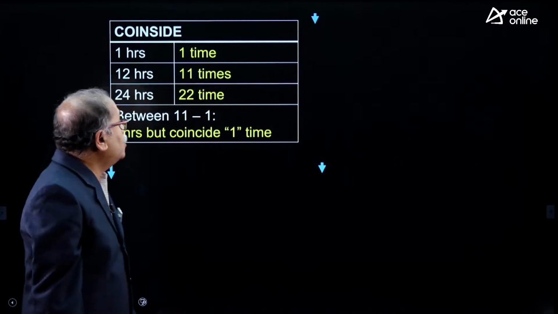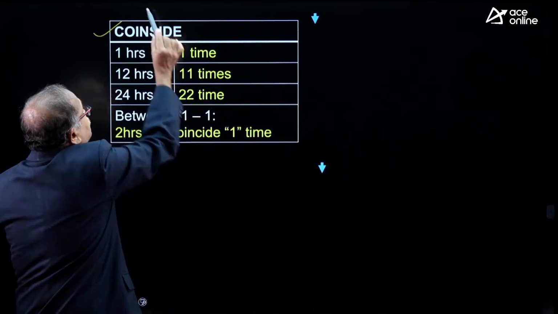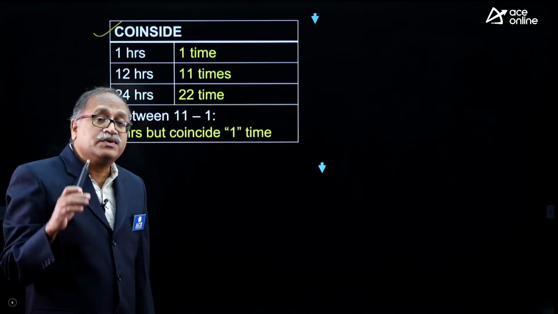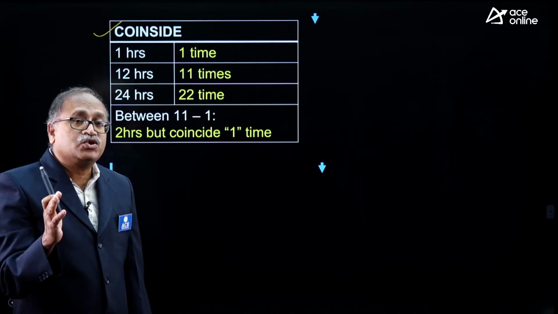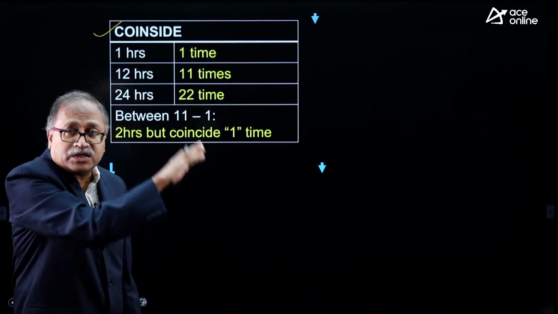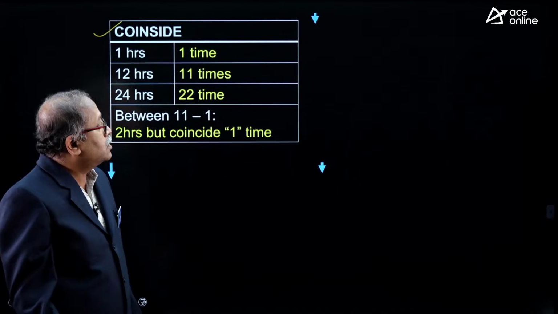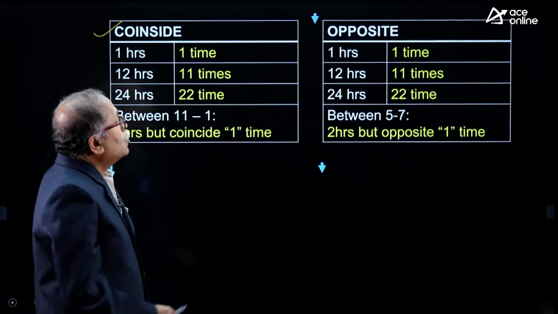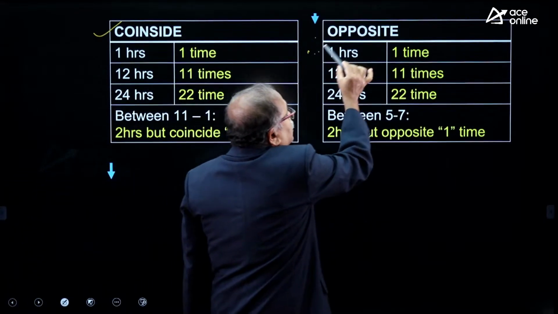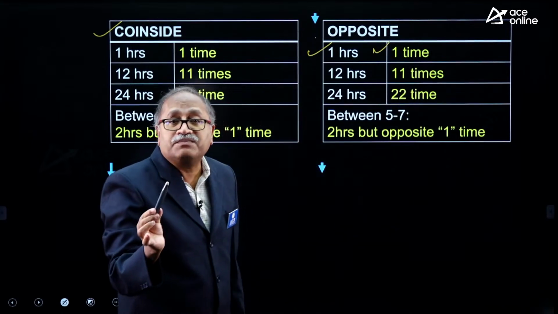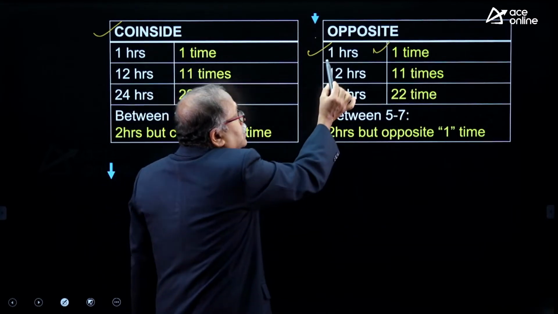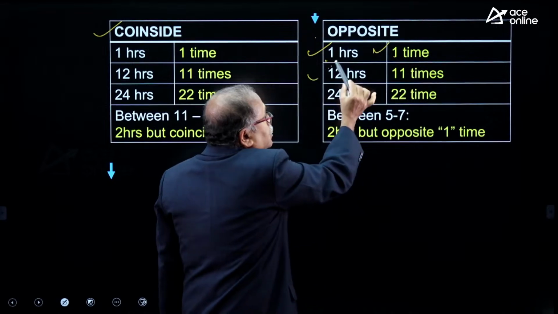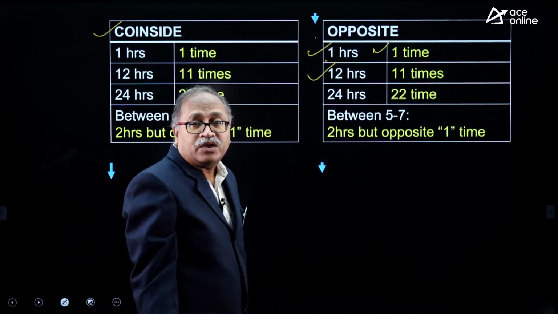Okay. Now, this is what we have already discussed about the coincide. I will request you to take a screenshot of this once I show all the content of this slide. Now, when it comes to opposite, in 1 hour, one time the hands of the clock are opposite, but in 12 hours, 11 times.